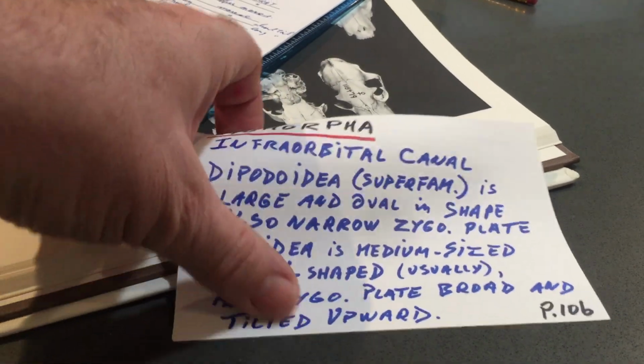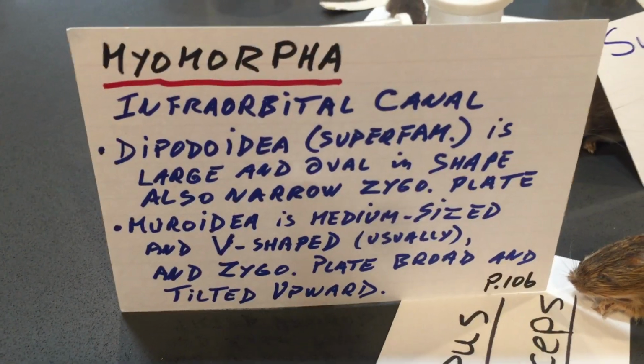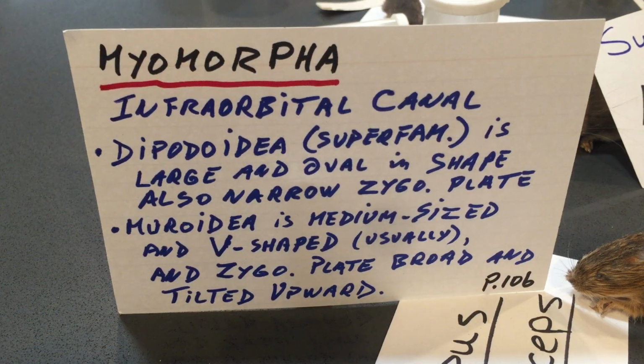But when we're talking about the Myomorpha, there's a few things that we need to remember. Let me see if I can stand this card up here. Okay, yeah, that'll do it. The Myomorpha, the infraorbital canal, is again what we're going to look at. And there are 2 superfamilies in this group.